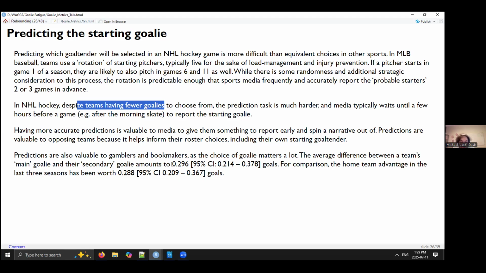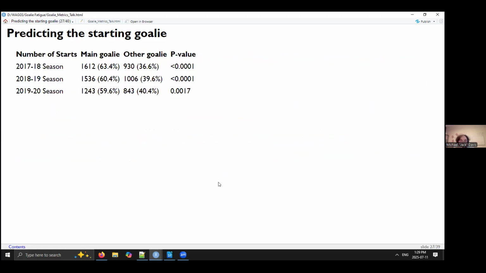And it matters too, right? The average difference between a main goalie and a secondary goalie amounts to a third of a goal. That's comparable to the home team advantage, in terms of goals faced or goals scored, goal differential. So it's basically, do you get to double up your home team advantage or not? I forget what the p-value is here, unfortunately. But what we're seeing is a trend here that the main goalie shows up between 3/5 and 2/3 of the time.